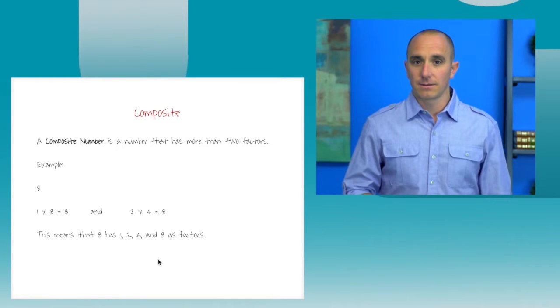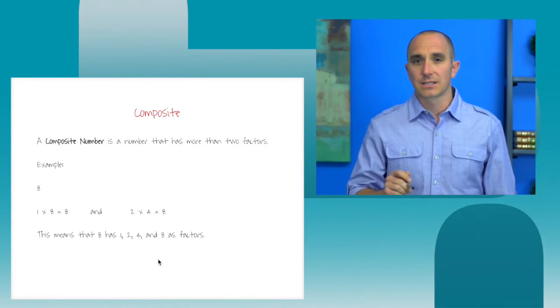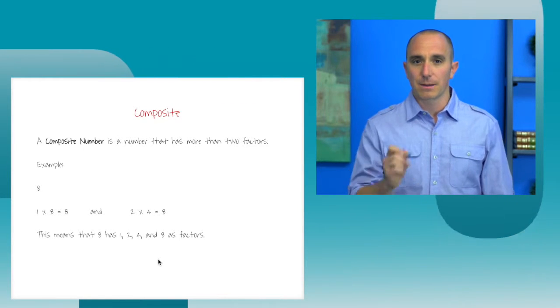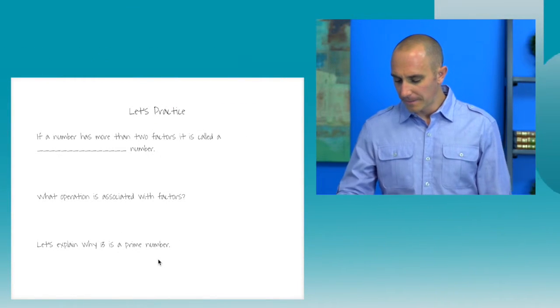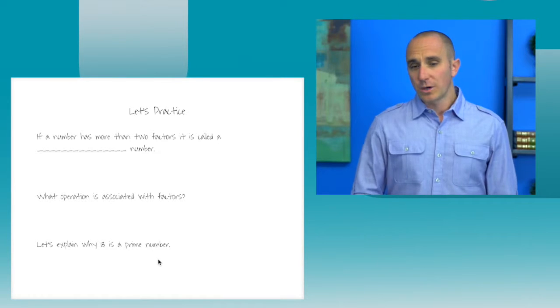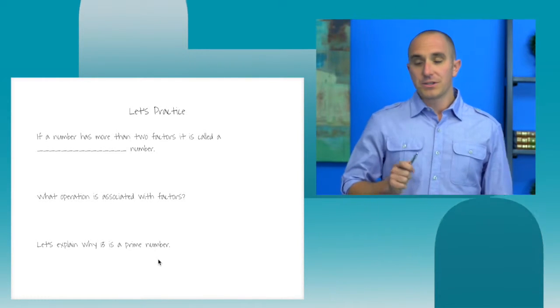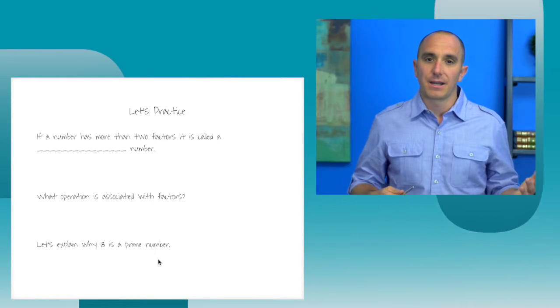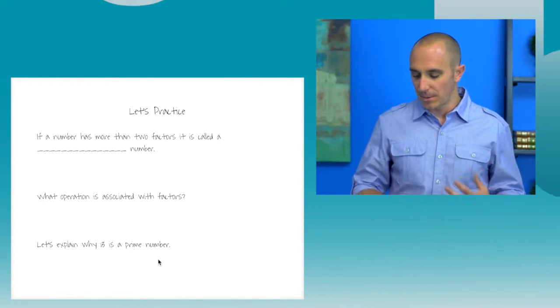All right, so let's do a little bit of practice so that we make sure we really understand the difference between a prime and a composite number. Our first question is, if a number has more than 2 factors, what is it called? What is that kind of number? So it's going to be a composite number.